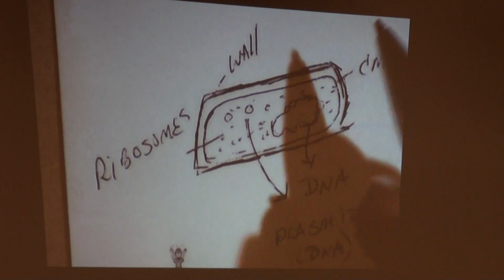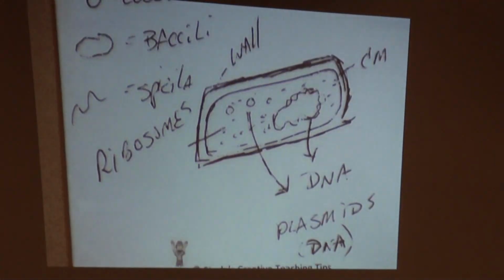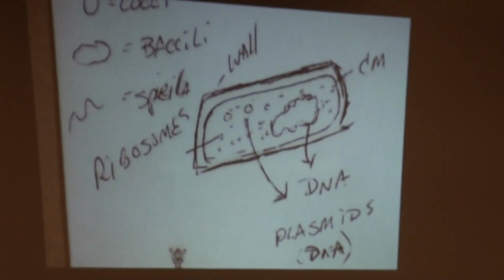All right, so our shapes here are round, for what? Cocci, bacilli, and spirilla. Y'all remember them? Okay. Yeah, that was good.